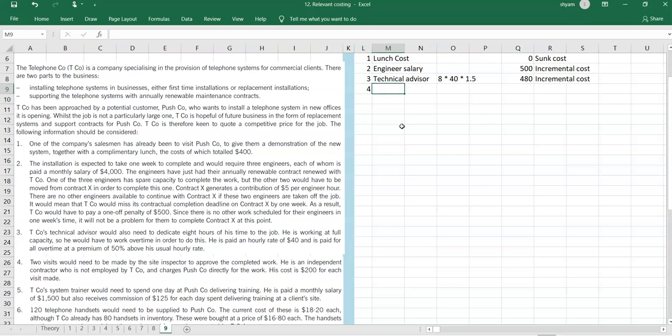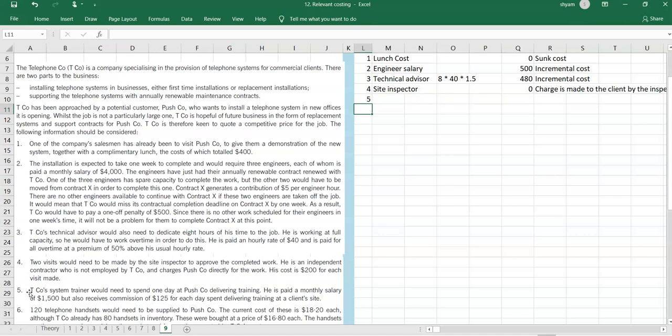Now the fourth one is called a site inspector. So the site inspector amount would be 0. The reason is he will charge Pushco directly. So the charge is made to the client by the inspector. So it's not our cost. So we'll go to the fifth one.